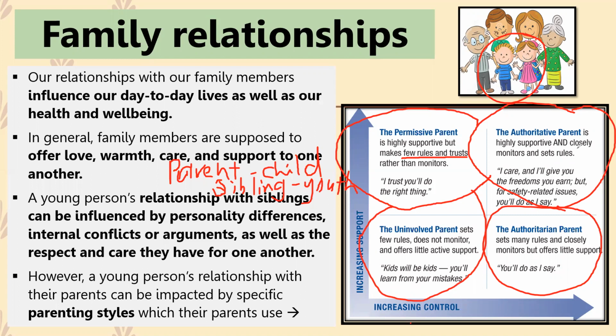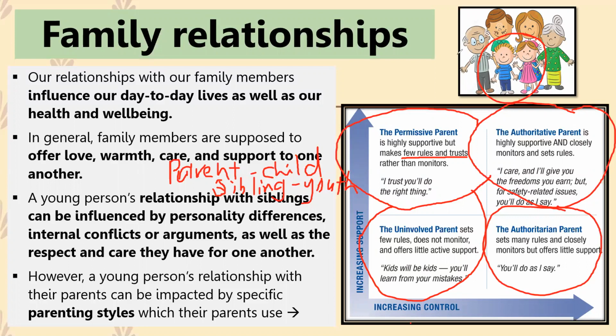The authoritative parent is highly supportive, and they do closely monitor and set rules. So they might say something like, I care about you and I'll give you the freedoms if you can earn them, but for safety related issues or for your well-being, do what I say, it's for the best. Okay, and the authoritarian parent is super controlling. They're just like, yep, you're just going to do as I say. No freedoms, no extra support there.